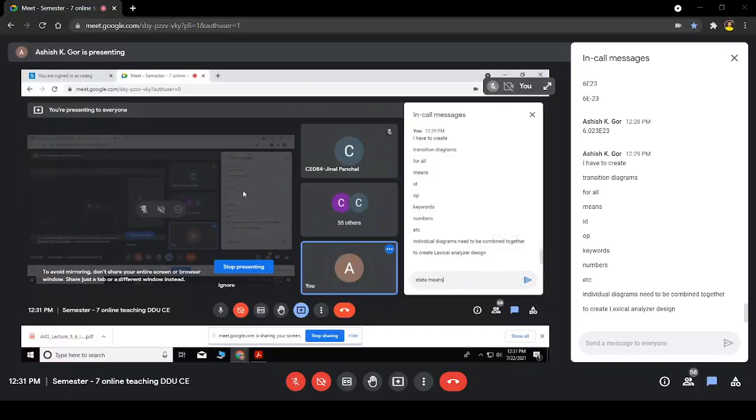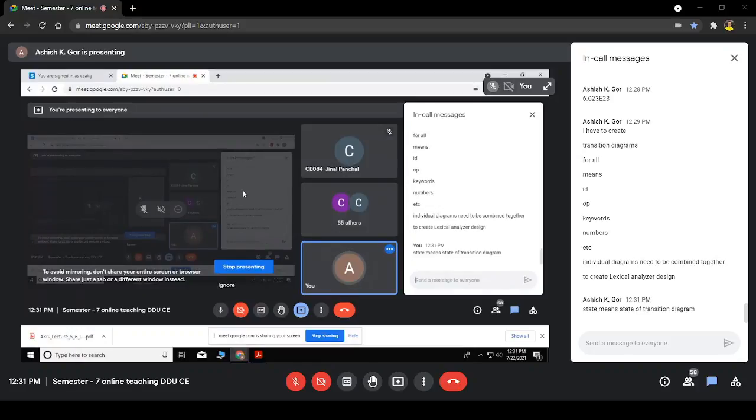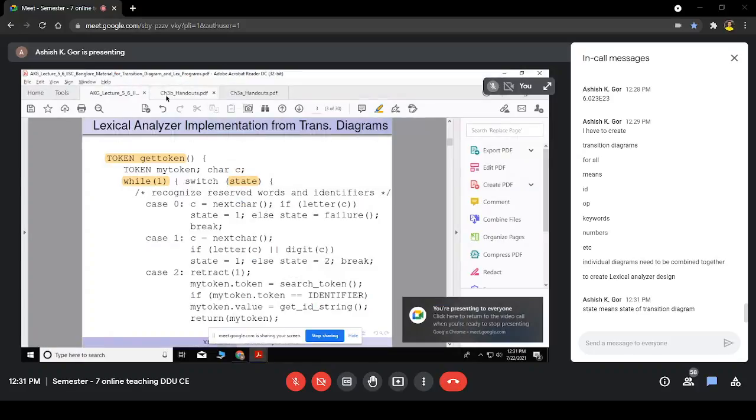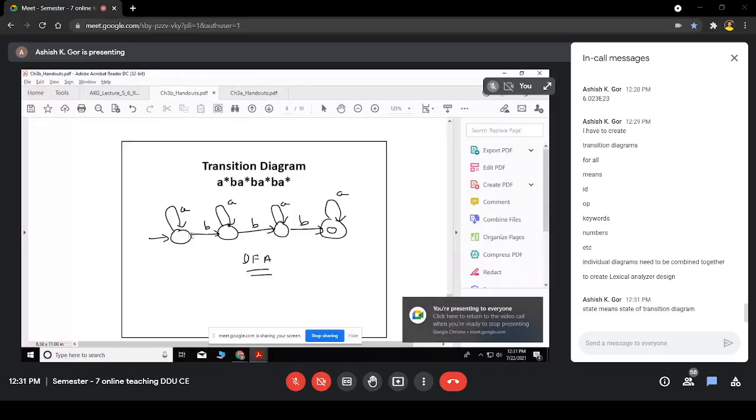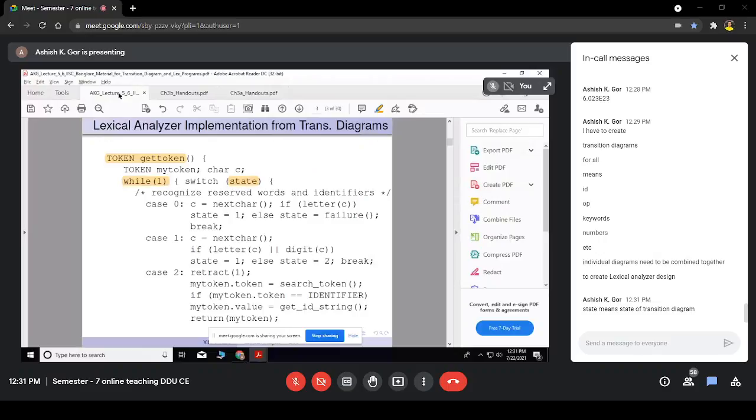State means state of transition diagram. Okay, everybody, I know that you are clear about state and transition. The states could be this, like this bubble is one state, second bubble is second state, right? So for each state, depending on the state, you will take an action. So there is a switch case.